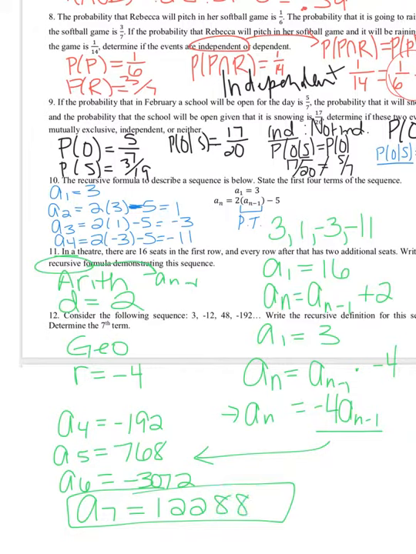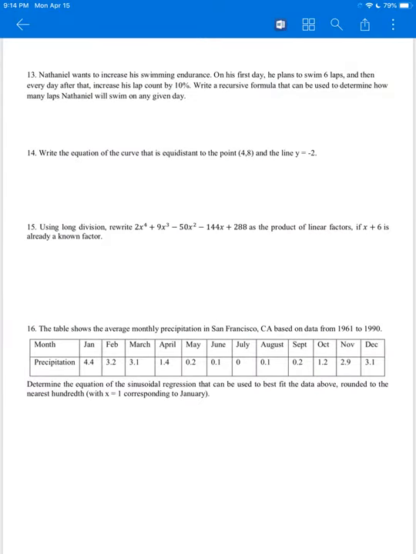So notice the recursive formula, again, can be very difficult to work with if I ask you for a high number. If I ask you for the 20th term, you're going to be sitting here for a while. So that's when you would use the explicit. Okay? Number 13.